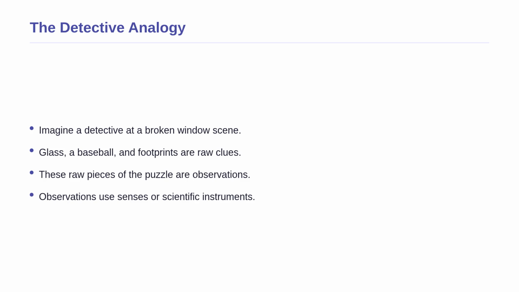To understand what an observation is, imagine you are a detective walking into a room with a broken window. You see glass on the floor, a baseball nearby, and muddy footprints leading away. At this moment, you do not know the whole story. These things you see, touch, and measure are your observations. You are simply gathering the raw pieces of the puzzle. In research, an observation is exactly this. It is the raw, unfiltered data you collect from the world, using your senses or scientific instruments. It is the starting point of all scientific inquiry.